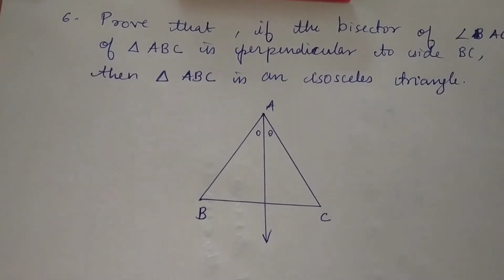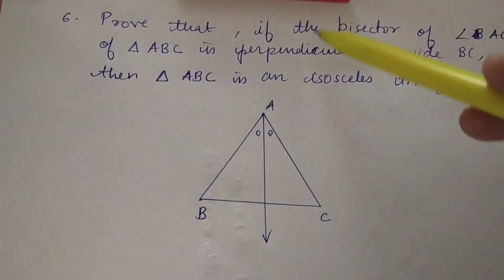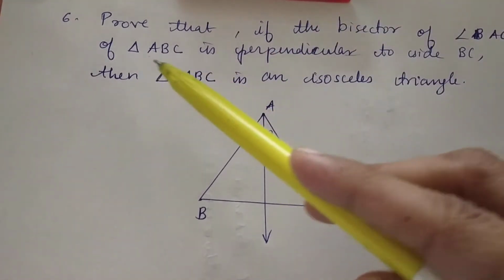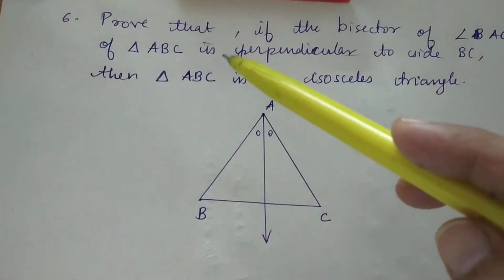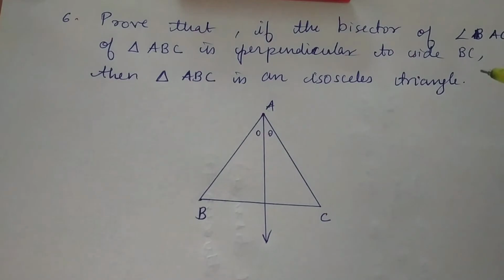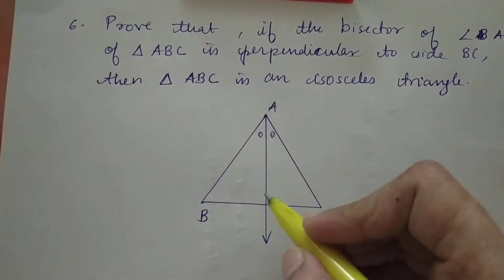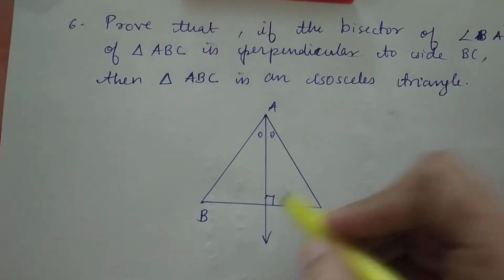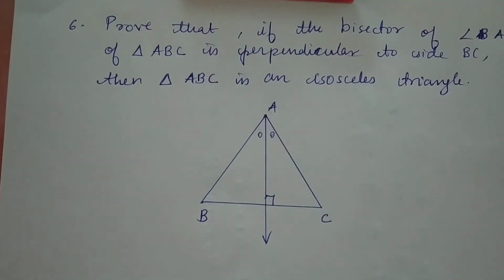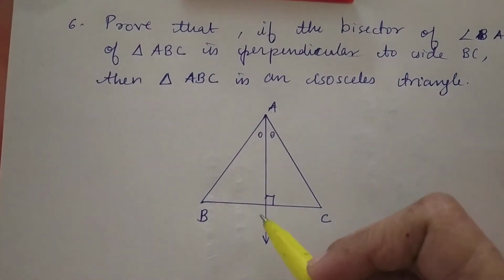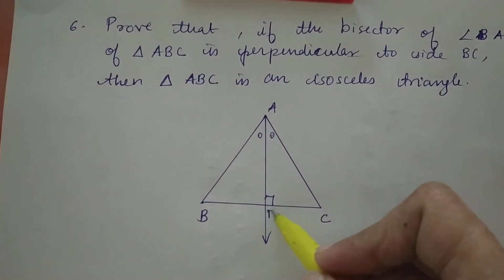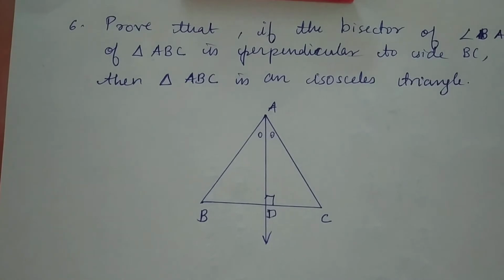Now what else is given? The bisector of angle BAC of the triangle, this much we have finished, is perpendicular to side BC. So this angle bisector is perpendicular to side BC. So we have to prove that this triangle is an isosceles triangle. First of all, let me name this point D. Now we have to prove that this is an isosceles triangle.